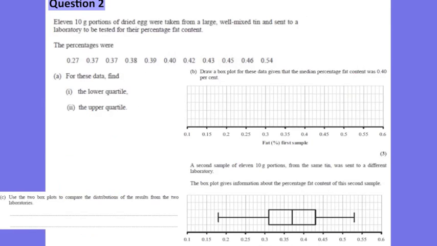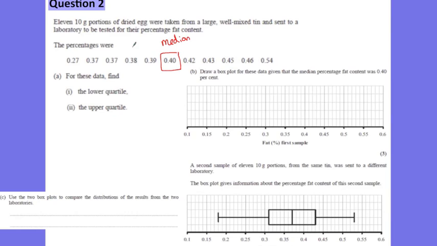Question number 2. 11 10-gram portions of dried egg were taken from a large, well-mixed tin and sent to a laboratory to be tested for their percentage fat content. Here we have the percentages. We're asked to find the lower and the upper quartile. Our first step is to identify the median. We have an odd number of numbers. This here, 0.4, is the median, the middle value.